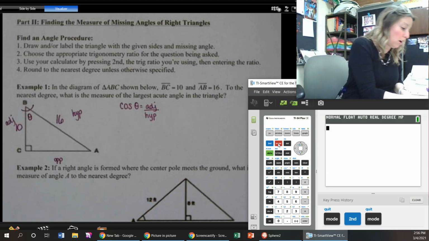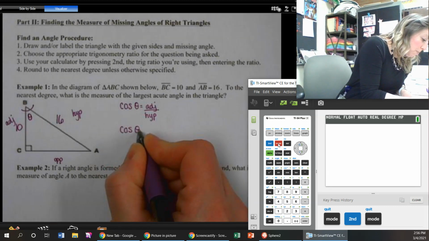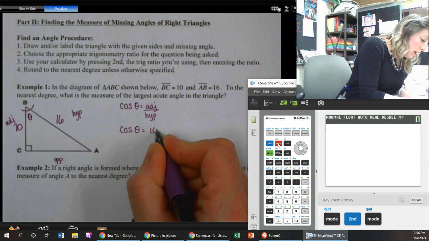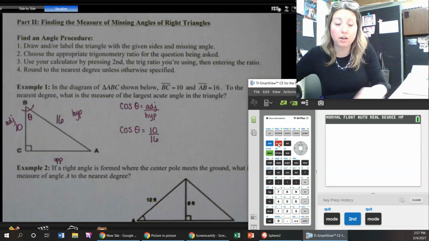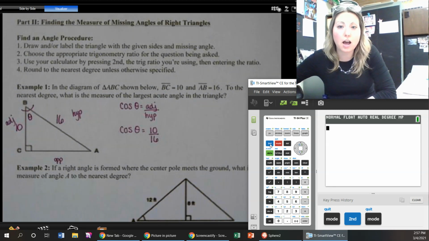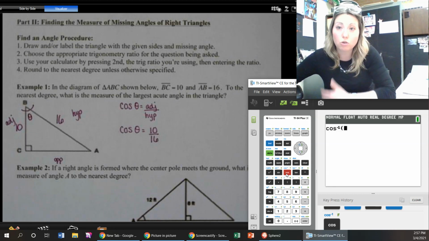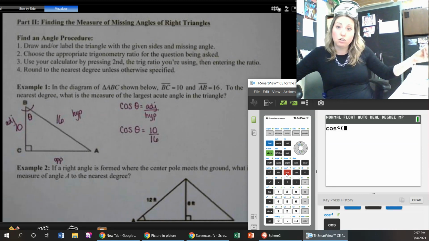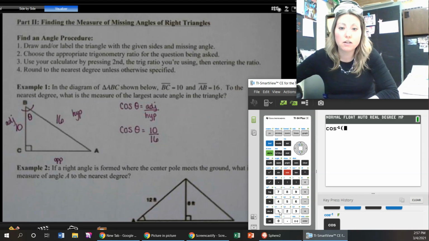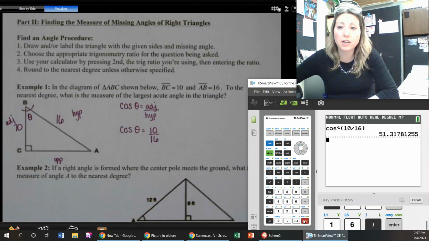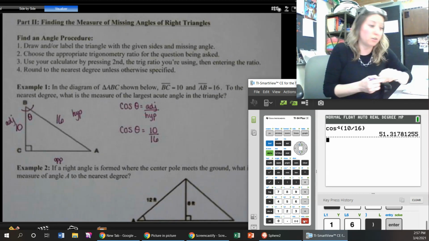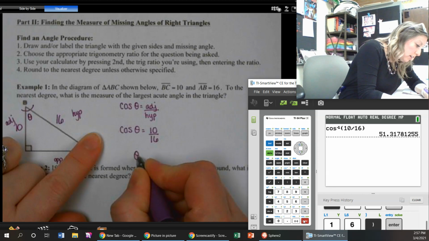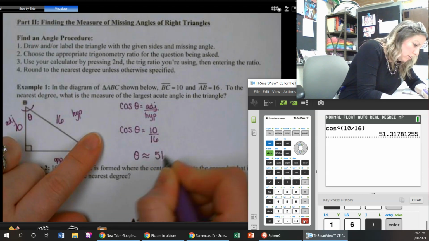So what I do now is I plug those into the ratio. Theta is the angle measure I don't know. The adjacent side is 10 and the hypotenuse side is 16. So what I do in my graphing calculator so that I can plug this in and find that missing angle measure is I press second and cosine. So second and my trig ratio. Then plug in 10 divided by 16. And when I press enter, it gives me the angle measure. And of course, I was told to round to the nearest degree. So here, theta is approximately 51 degrees.